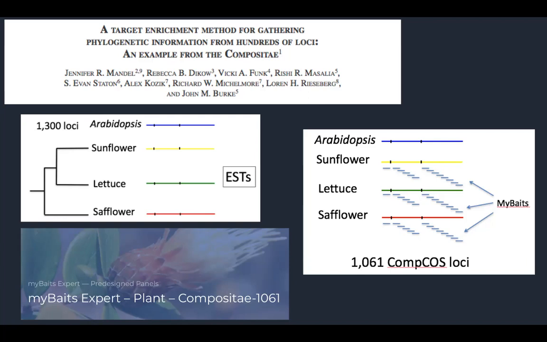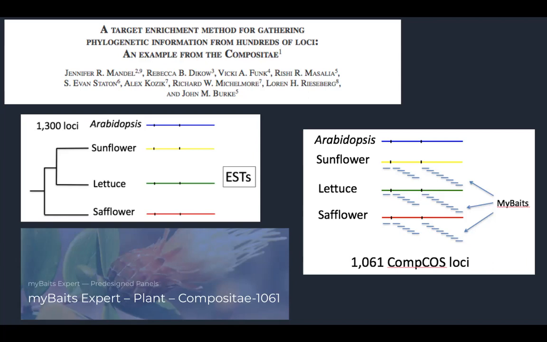And so we ended up developing 1,061 loci, and there are about 10,000 probes. And we designed this with the company that was originally called Microarray and now is Arbor Biosciences, but may have even yet a new name. But they have these MyBaits expert panels. And so our Compositae 1061 panel is available there to purchase at a reduced price, so that it's much more accessible than developing a de novo probe set.